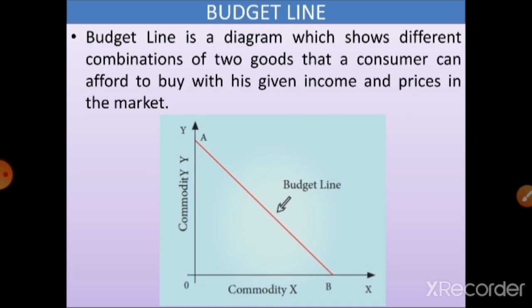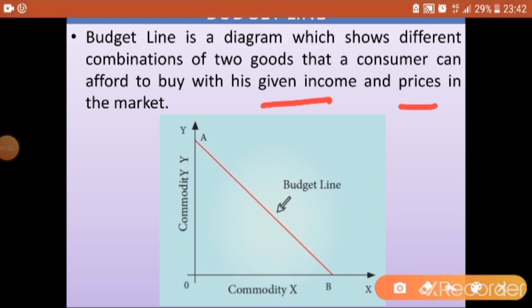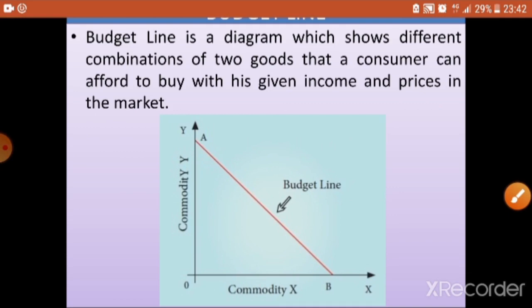The budget line is a diagram which shows the combinations of two goods that a consumer can afford to buy with the given income and the prices in the market. This diagram shows the budget line of commodity X and commodity Y, that is, with the two goods. It shows how the consumer buys the two commodities with the given income. Understand?